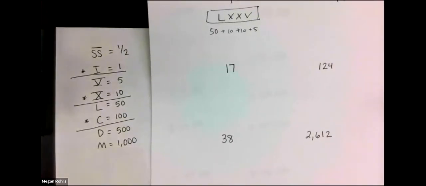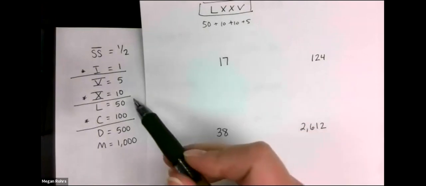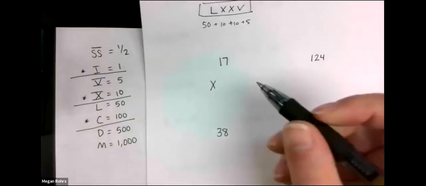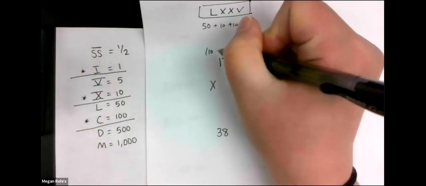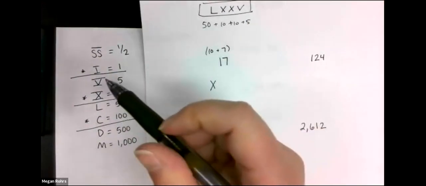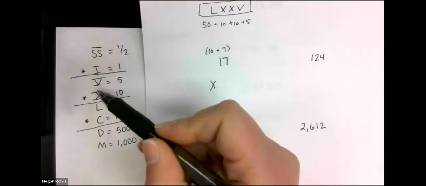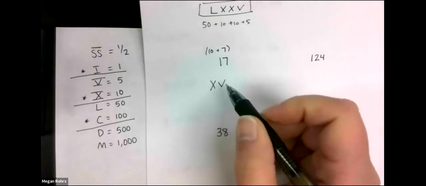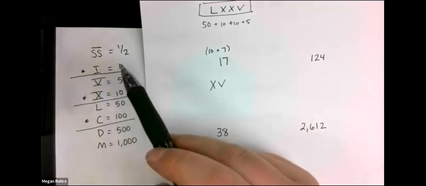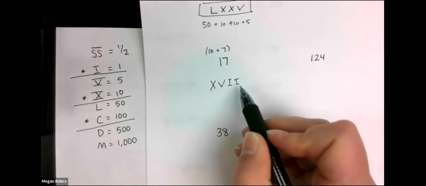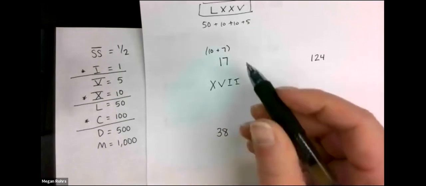Now, let's look at 17. Look at our list. The closest numeral is going to be 10. So if we have 10 here, we need to add 7 more. So now we need to know how to write 7. Well, 5 would be the closest. So if we added a V here, now we have 10 plus 5 is 15. So we need 2 more. So we could do 2 ones or 2 I's. So 10 plus 5 is 15, plus 1 is 16, plus 1 more is 17.